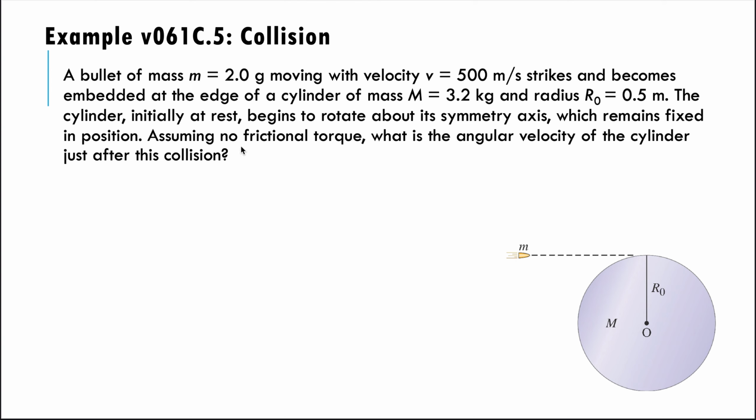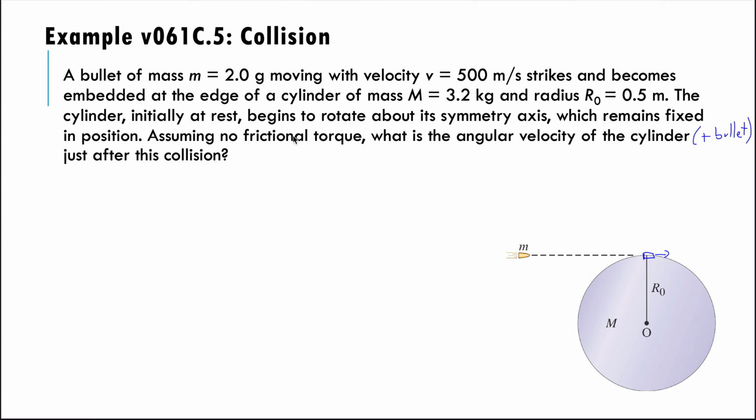Let's look at another example from v061C on angular momentum. This one is a collision of a bullet with a cylinder. We're given the mass and the velocity of the bullet, and then we're given the mass and the radius of the cylinder, which is initially at rest. Once they collide, the bullet becomes embedded and then moves with the cylinder. We want to know what is the angular velocity of the cylinder just after this collision, which is also the angular velocity of the bullet since they are stuck together.